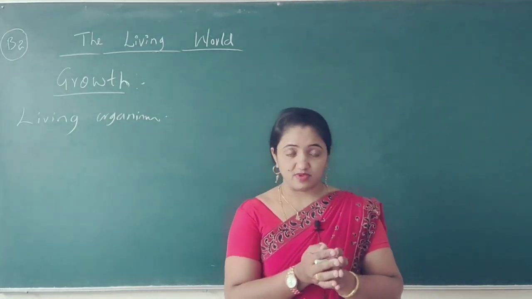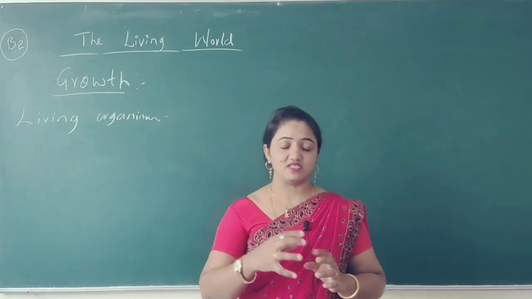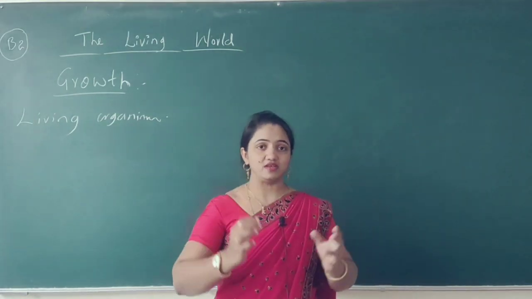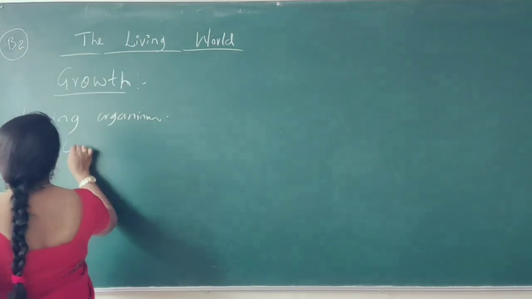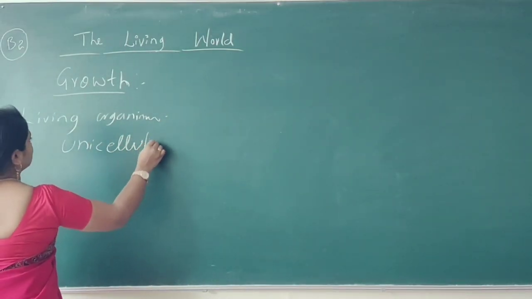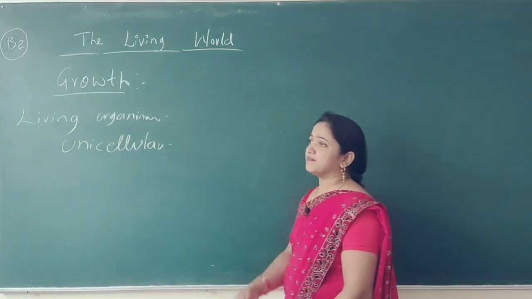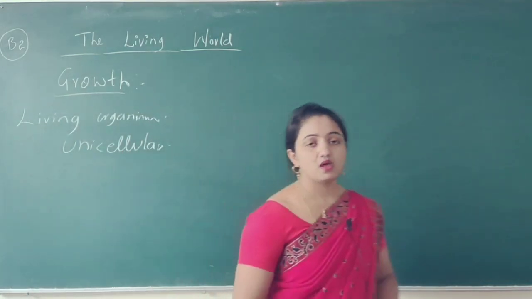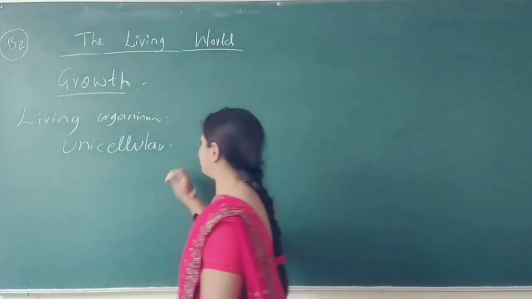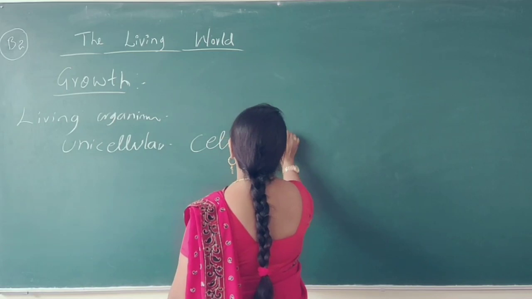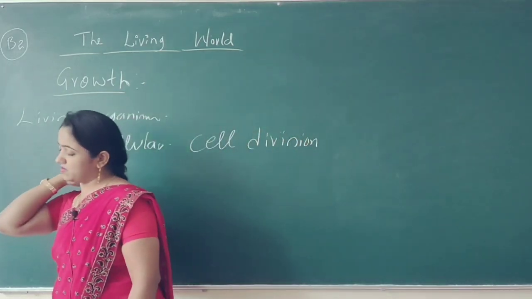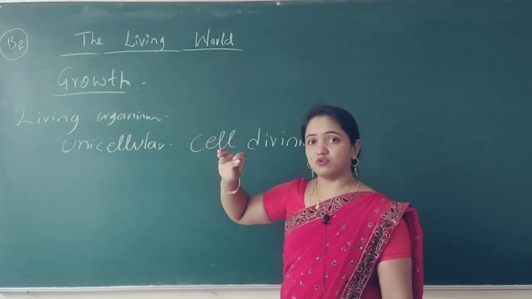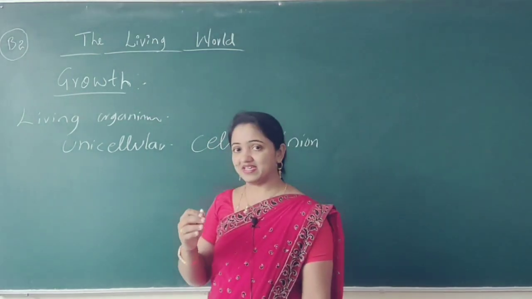So if an organism is increasing in number, or increasing in mass, we can conclude that the organism is growing. Now coming to unicellular organisms like bacteria, amoeba or chlamydomonas. How are they reproducing? They reproduce by means of cell division. But we are not on reproduction, we are on growth, right? How are they growing?